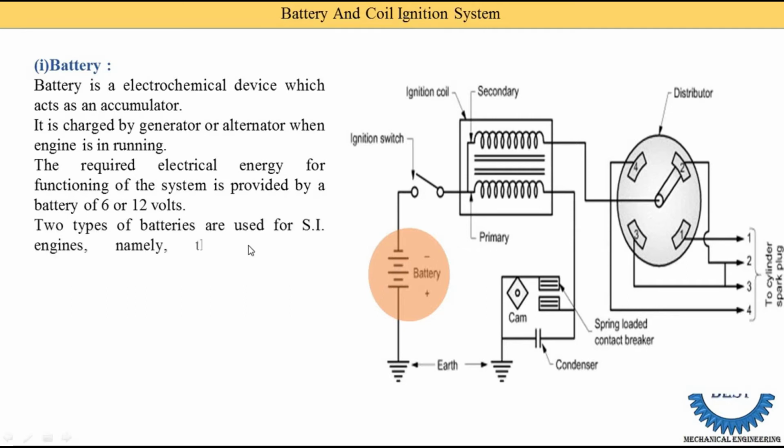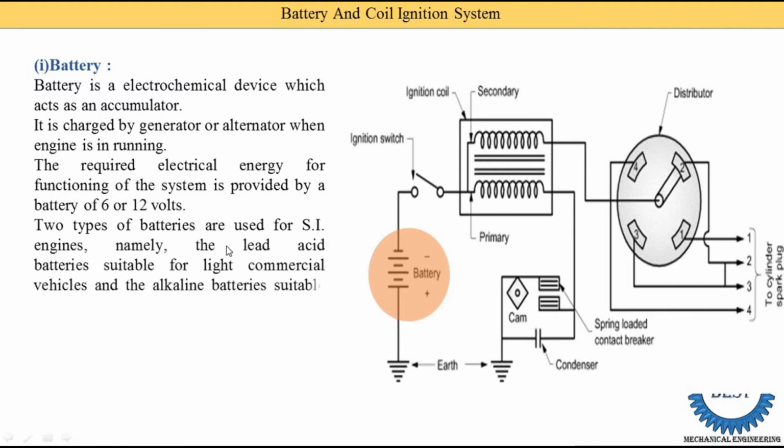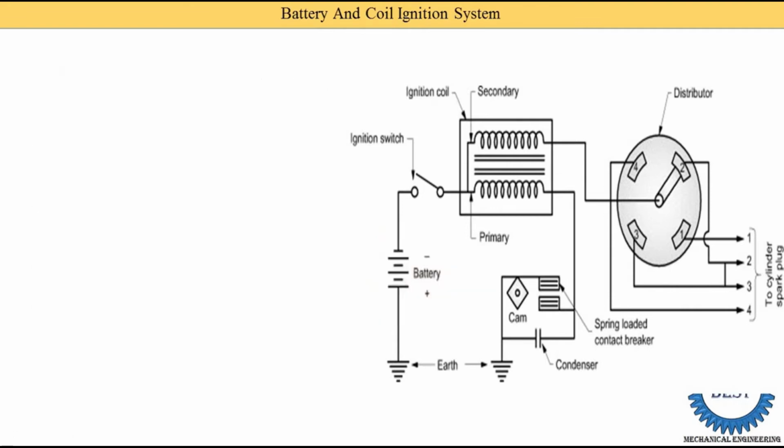Two types of battery are used for SI engines, namely the lead acid battery, which is suitable for light commercial vehicles, and the alkaline battery, which is suitable for heavy duty vehicles like buses and tractors. Lead acid batteries are suitable for light commercial vehicles, meaning small trucks, and cars use lead acid batteries.